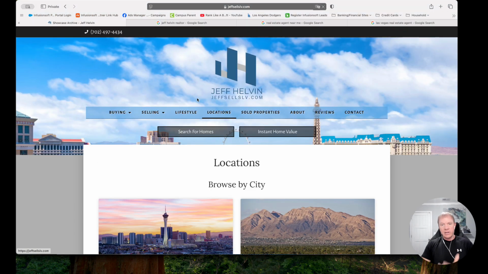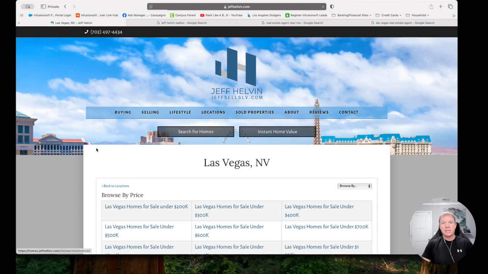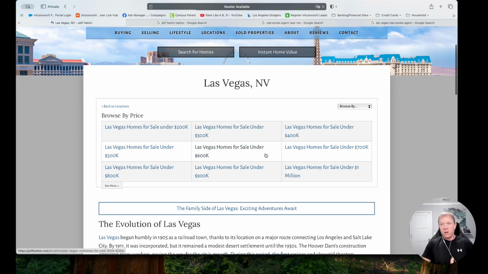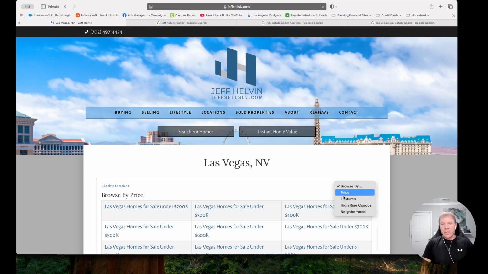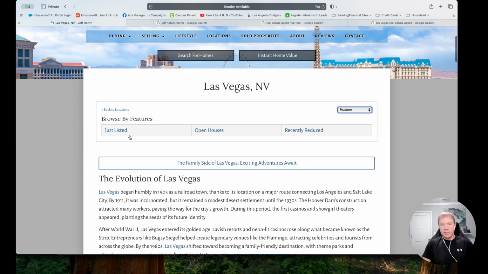So in my case, if I go to locations, I go to Las Vegas, I've got price points. These are all IDX links that are pulling up homes for sale under this particular price point. I also have things like recently listed homes or just listed homes, recently reduced, open houses. These are all things that are contributing to homes in Las Vegas, real estate in Las Vegas, and it's repetitive throughout the pages. This is all part of that hyperlocal concept.